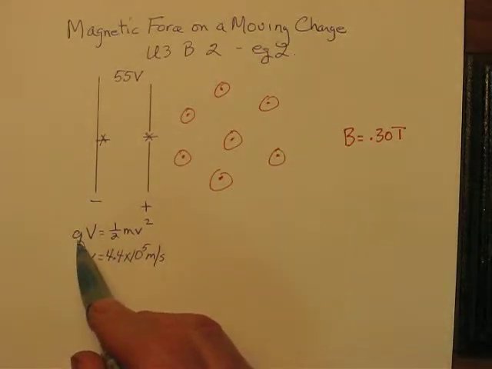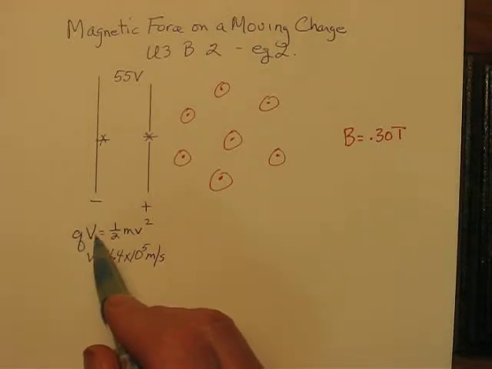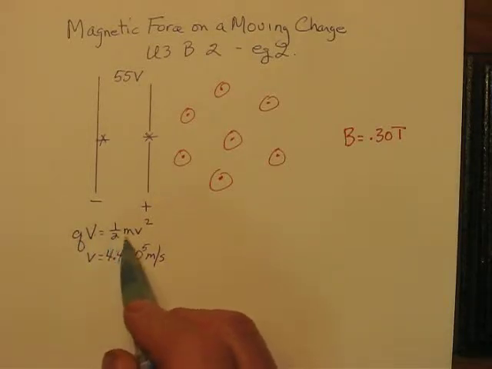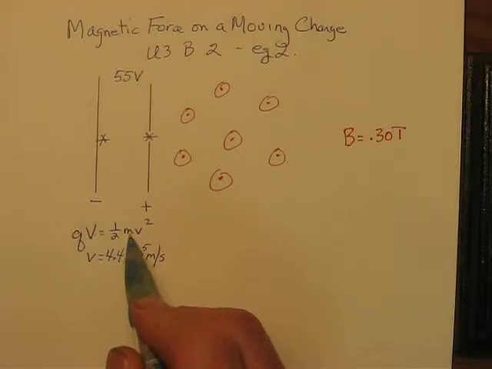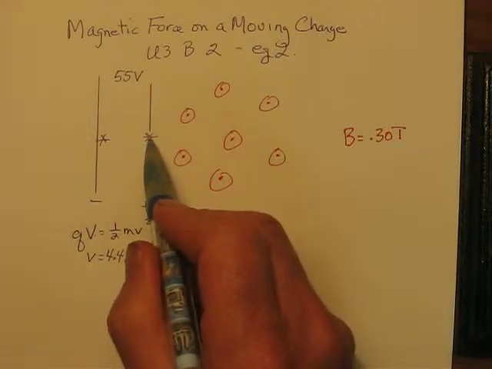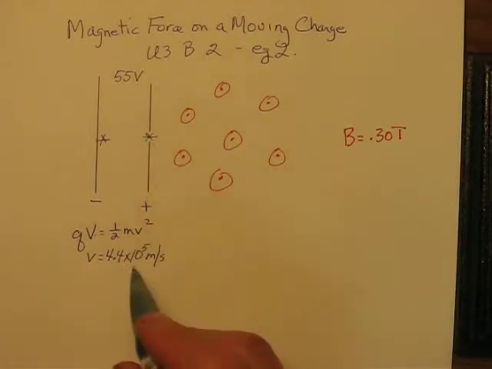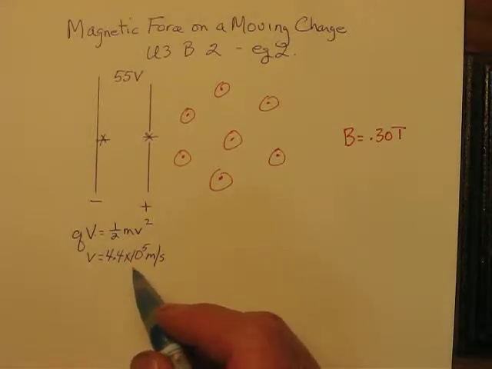This Q is the charge on an electron, which can be looked up. V is the 55 volts. 1/2 m is the mass of the electron. V is the speed it has right here, the horizontal speed it'll gain, which can be calculated to be 4.4 times 10 to the 5th meters per second.